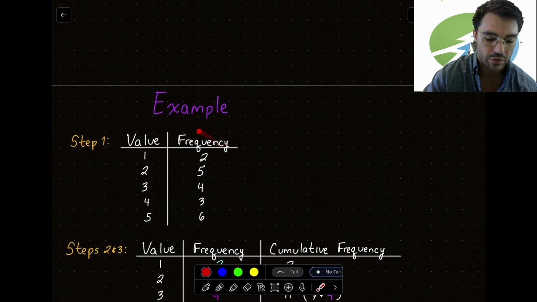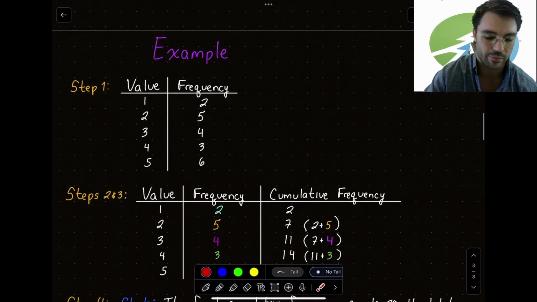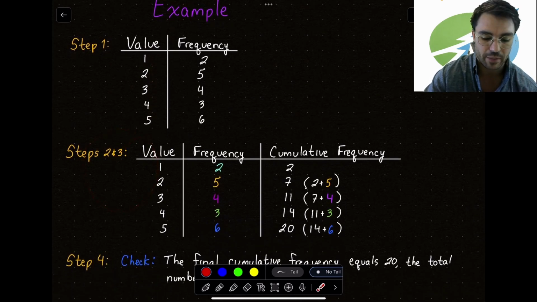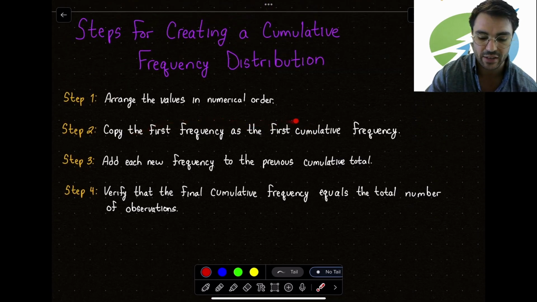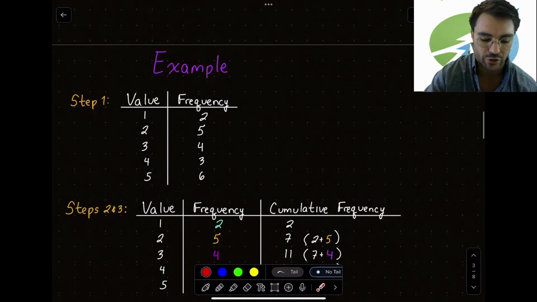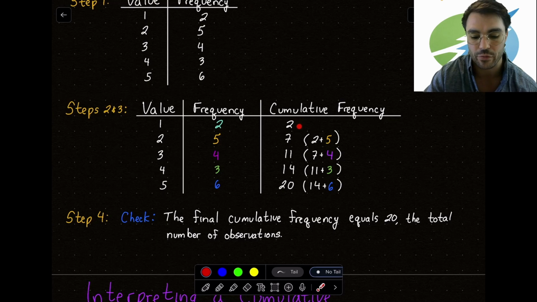Step 1, create our frequency table in ascending order, increasing order, or alphabetical. But here we have numbers, so it's increasing. Again, I combine steps 2 and 3, which are copy the first frequency as the first cumulative frequency, and then add each new frequency to the previous cumulative frequency. I tried to color code this to make it easier on the eyes. For the cumulative frequency, we add the previous value. Value 1 is 2. We just write that in our last column because that's what we're starting with.